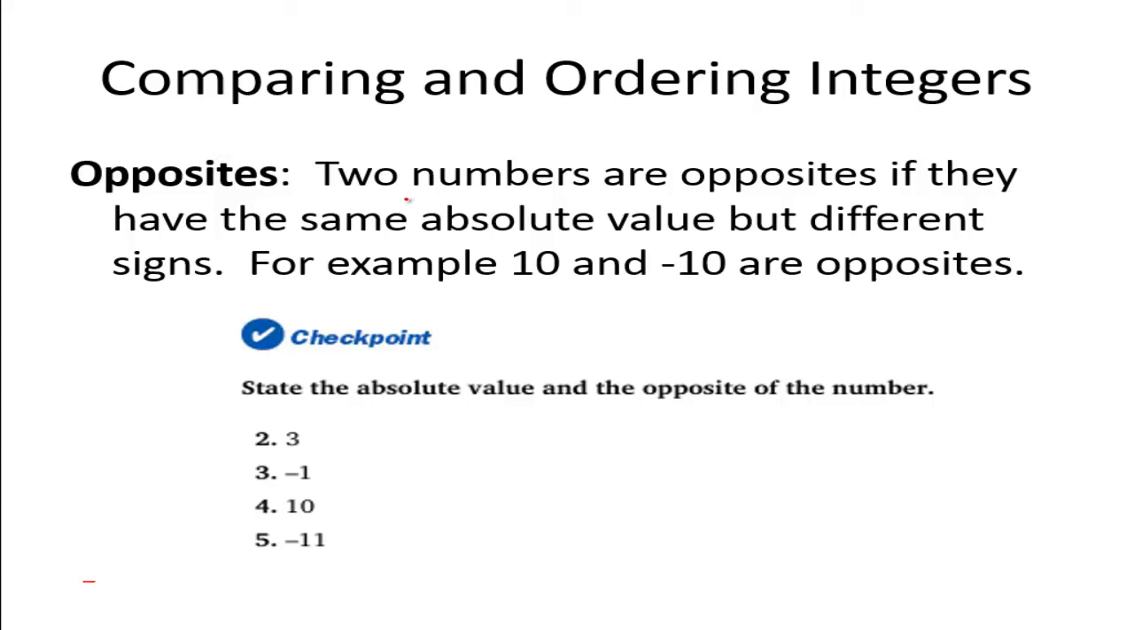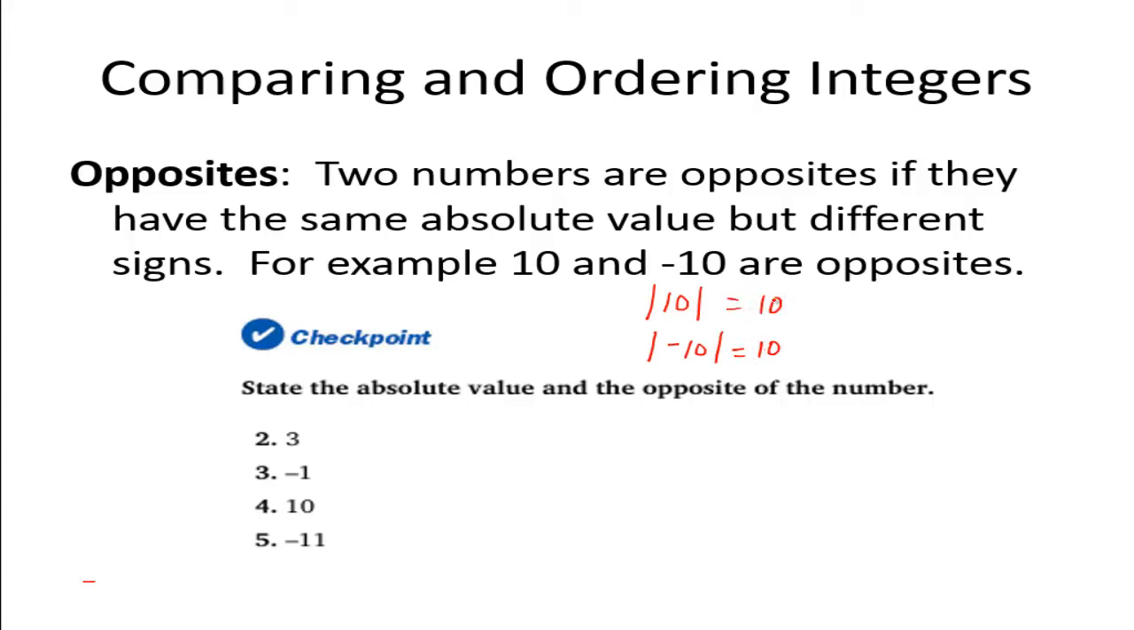Opposites. Two numbers are opposites if they have the same absolute value but different signs. For example, 10 and negative 10 are opposites. Why are they opposites? Because if I take the absolute value for 10 and I take the absolute value for negative 10, they're both equal to 10.